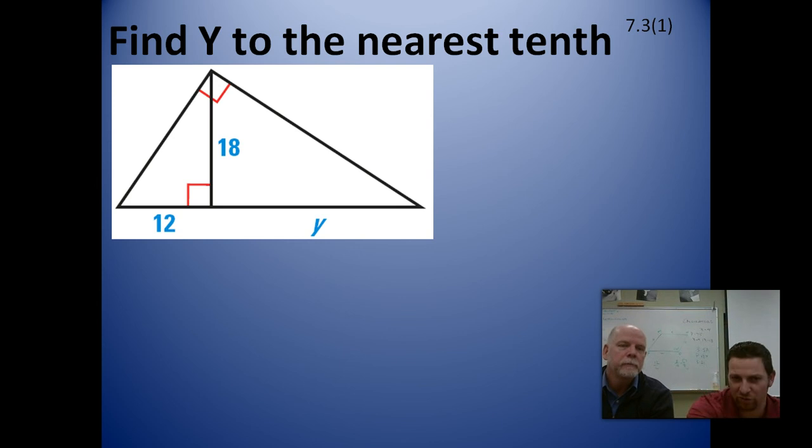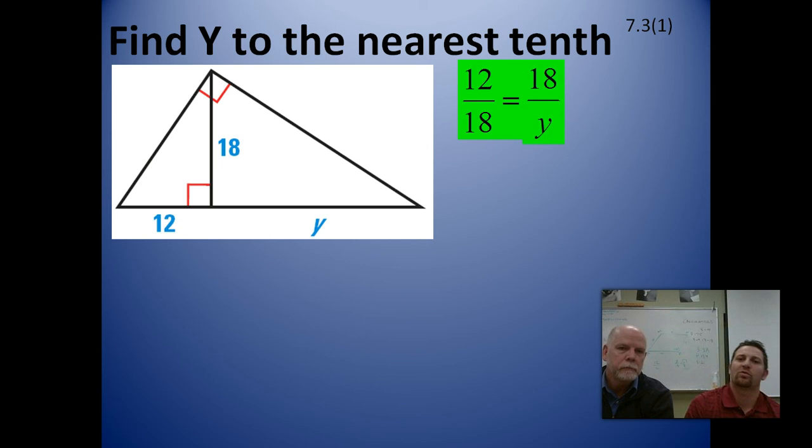So let me just put up the proportion here, and it'll make a little bit more sense. So 12 to 18 would be the fact that the 12 is the short leg of the small triangle, and the 18 is the short leg of the medium-sized triangle. And then when I click to this next portion, you're going to see 18 over y, because 18 is the longer leg in the small triangle, and y is the longer leg in the medium-sized triangle.